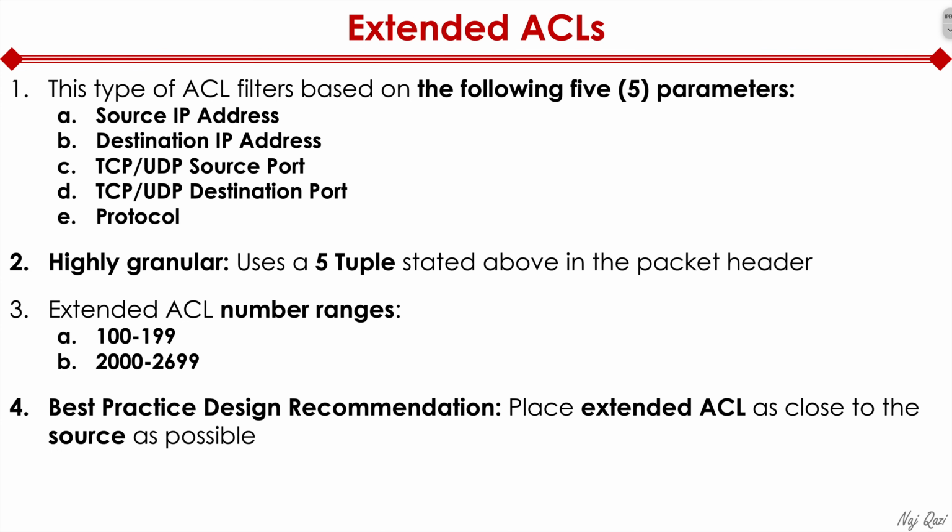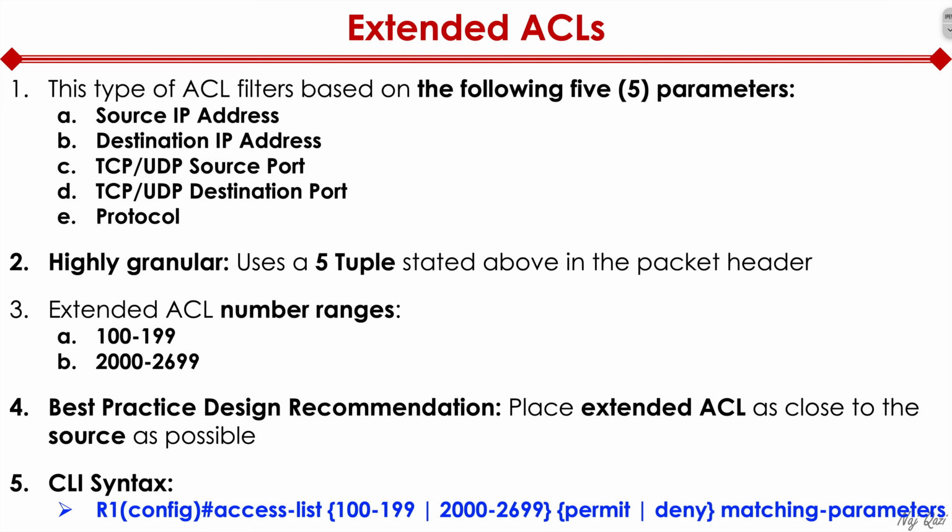Now, best practice design suggests that we place the extended ACL as close to the source as possible. This is the opposite recommendation compared to the standard ACLs. And it's for a good reason. Because we have so much granularity, we have the ability and flexibility to apply extended ACL as close to the source as possible. And here's the CLI syntax. So we go to global config mode, type in access-list, we pick a number, then we say either permit or deny, and then we have matching parameters.